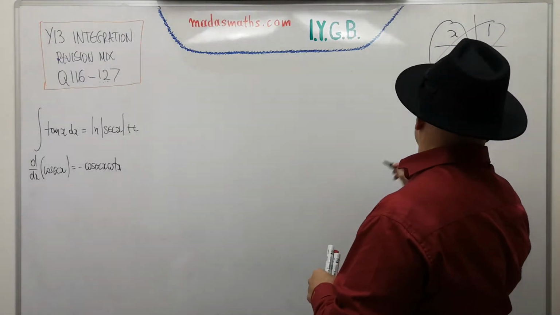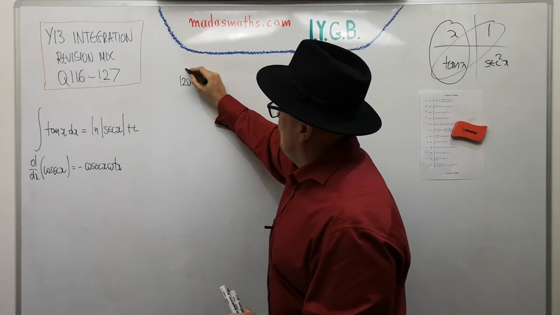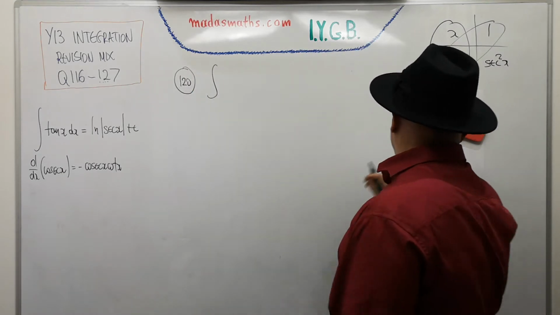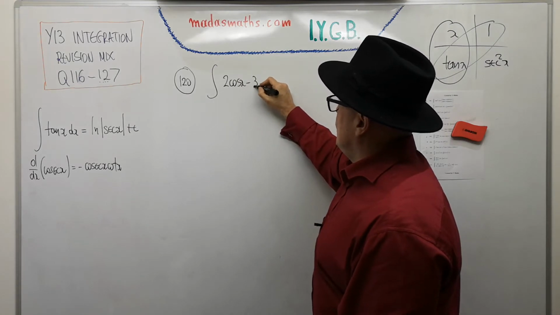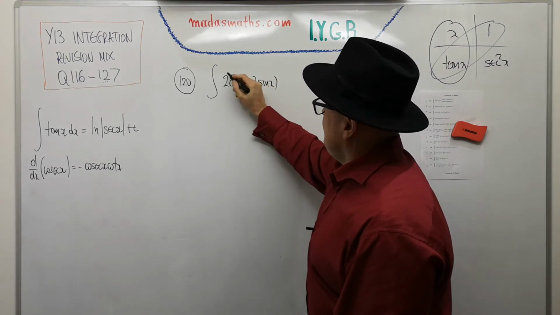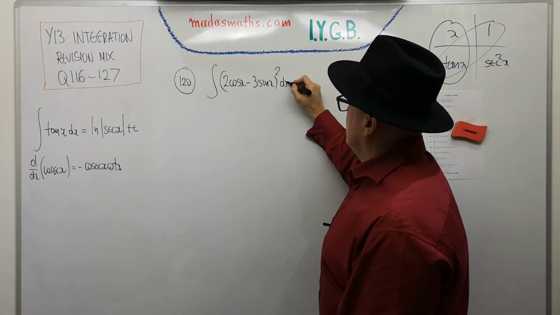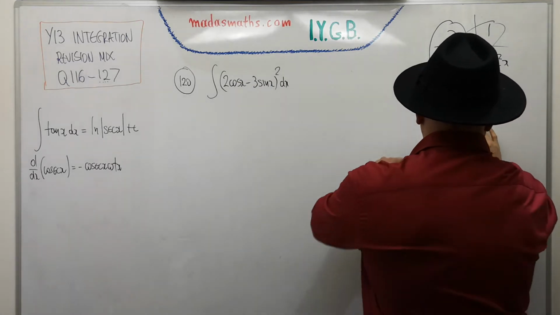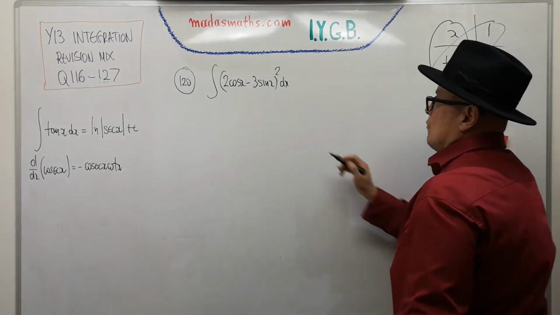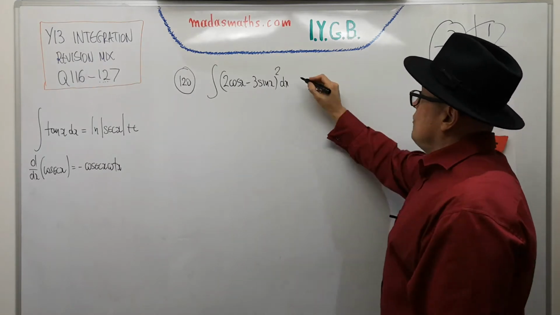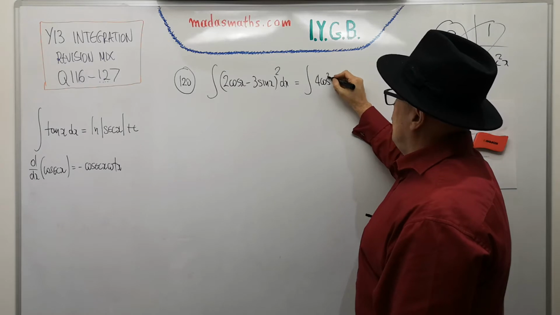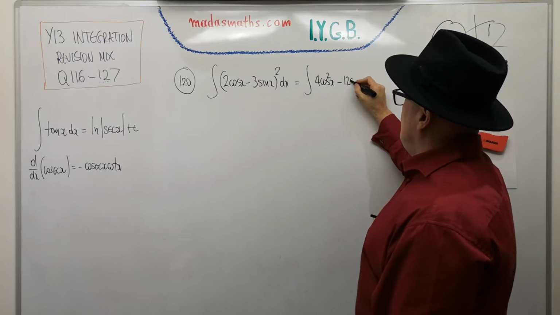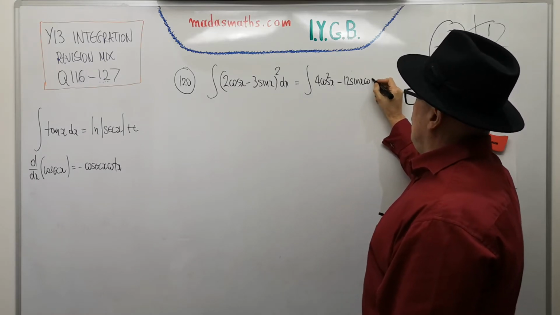Okay, number 120, more trig. Integral of 2 cos x minus 3 sine x all squared dx. Of course, we're not going to increase the power by 1, because that's not linear. This is just the squaring of the bracket. We've done loads of this in the past. So 4 cos squared x minus 12 sine x cos x.